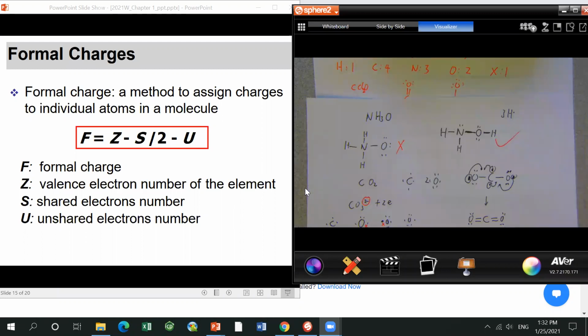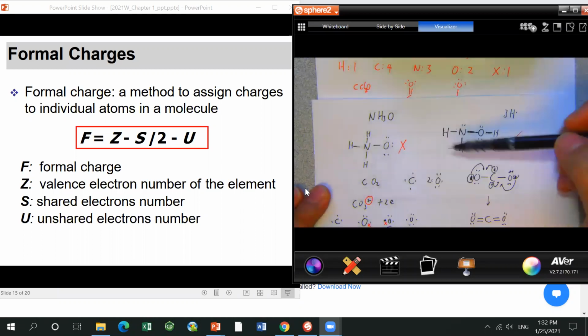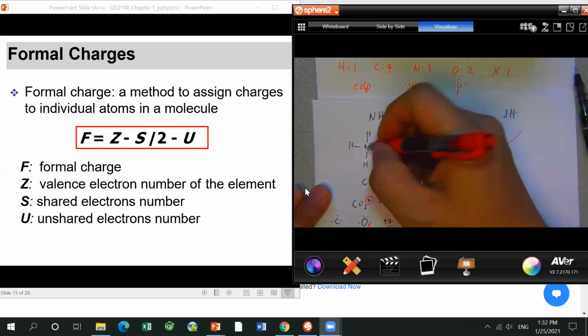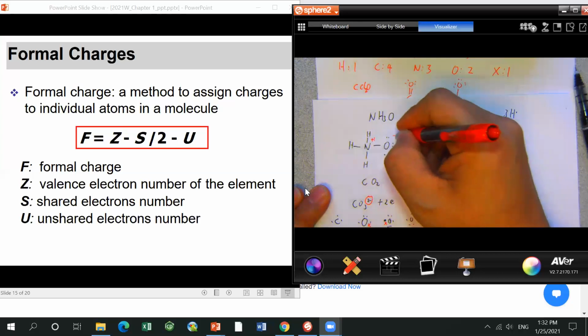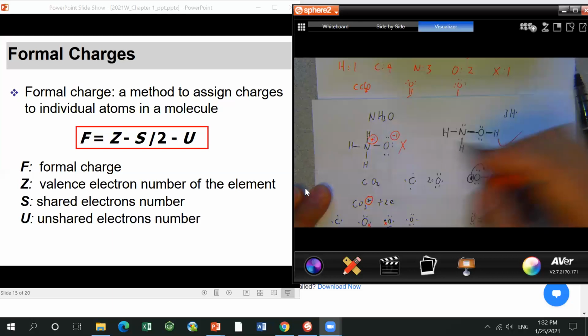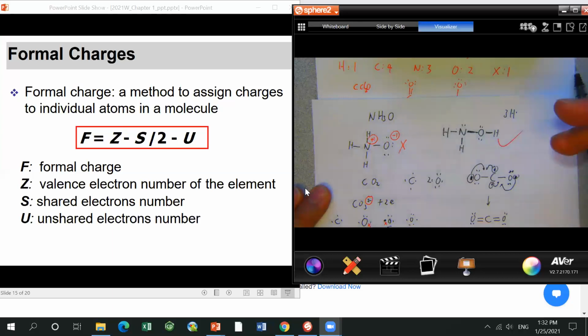People ask, we're beginning by trying to draw the Lewis structure for NH3O. So why is this one wrong, and why is this one right? If you do the formal charge calculation, you find for nitrogen this one will be +1, and for the oxygen here it will be -1. So that's a huge charge separation, and organic molecules don't like charge separation.